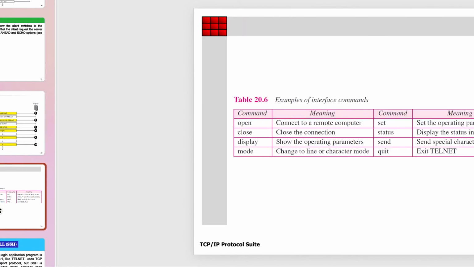Example of interface commands. The commands open, close, display and mode mean: connect to a remote computer, close the connection, display the operating parameters, and change to line or character mode. The commands also include set, status, send and quit, meaning set the operating parameters, display the status information, send special characters, and quit, exit telnet.